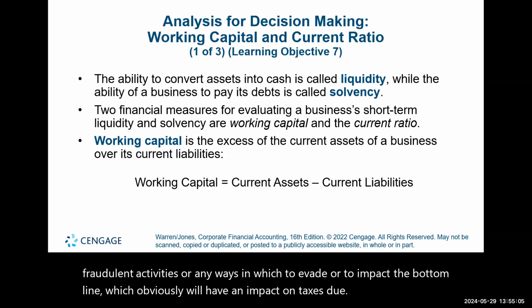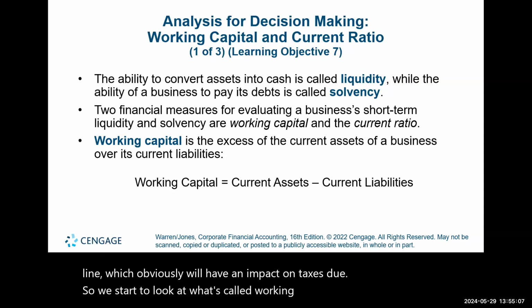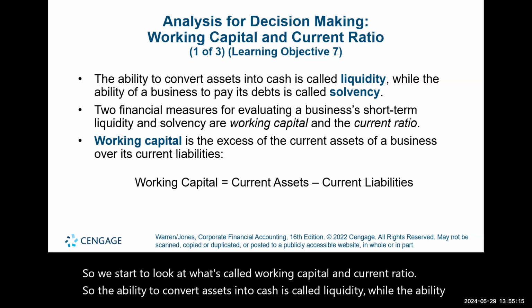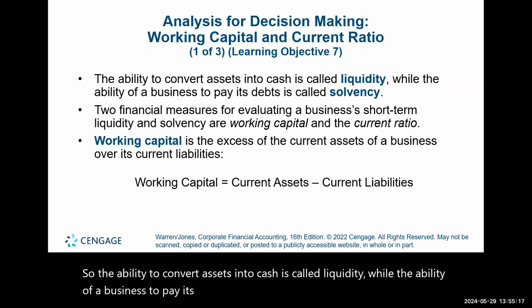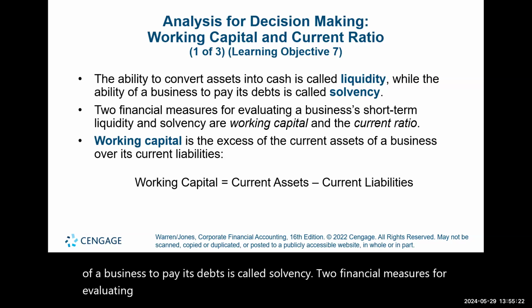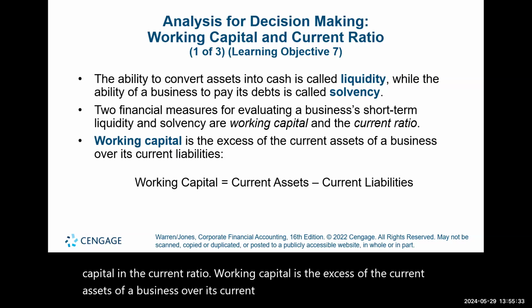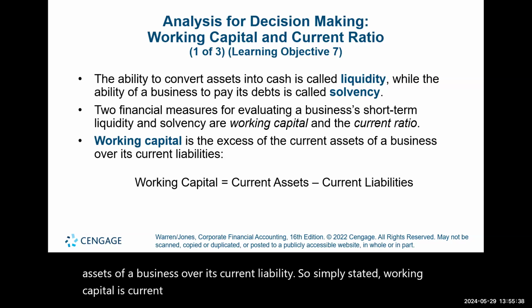So we start to look at what's called working capital and current ratio. The ability to convert assets into cash is called liquidity, while the ability of a business to pay its debts is called solvency. Two financial measures for evaluating a business's short-term liquidity and solvency are working capital and the current ratio. Working capital is the excess of the current assets of a business over its current liabilities. So simply stated, working capital is current assets minus current liabilities.